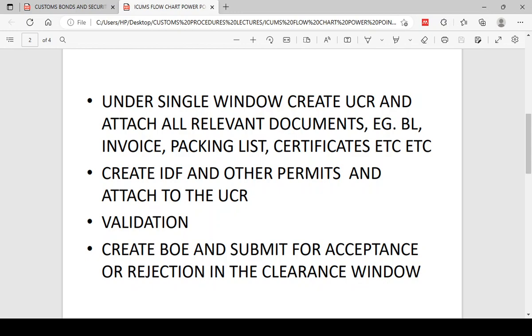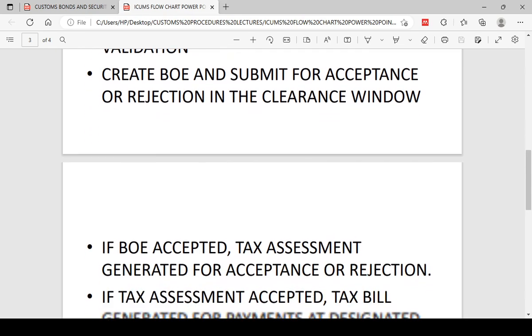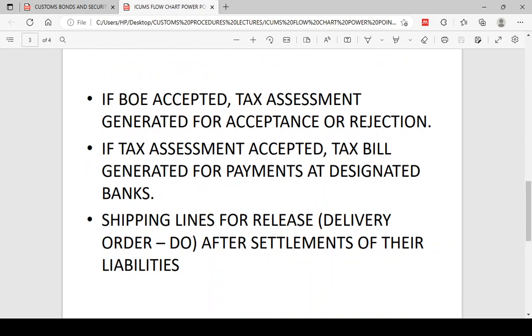And it is on the ICOMS that after grading the UCR, you can use it to generate the BOE, which you submit thereafter, whereby Customs accepts it, validates it, or rejects it. When Customs rejects it, they send it back to you and assign the reasons why it was rejected. You can correct it as many times as needed and resubmit until it is validated, that is accepted. When it is accepted, you are given a tax assessment for you to view. This tax assessment is for acceptance or rejection. The moment you reject it, you assign reasons and send it back to Customs. They will process it and come back to you.